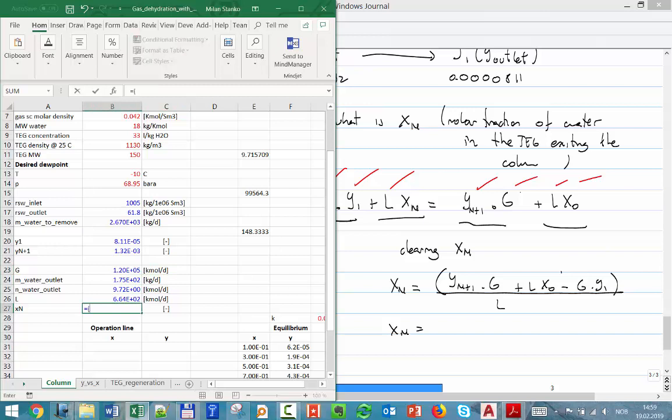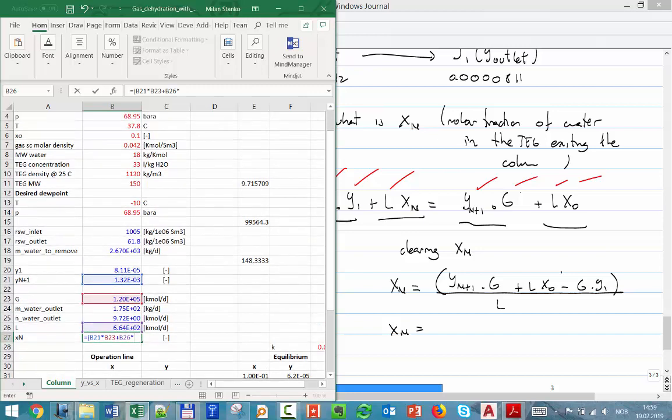That will be y gas entering times the mole fraction of gas plus the liquid entering, which is from the top, times the mole fraction of water, minus the gas leaving from the top, which is G, times the water fraction of that, which is Y1. And all of that divided by L, which is this guy here.